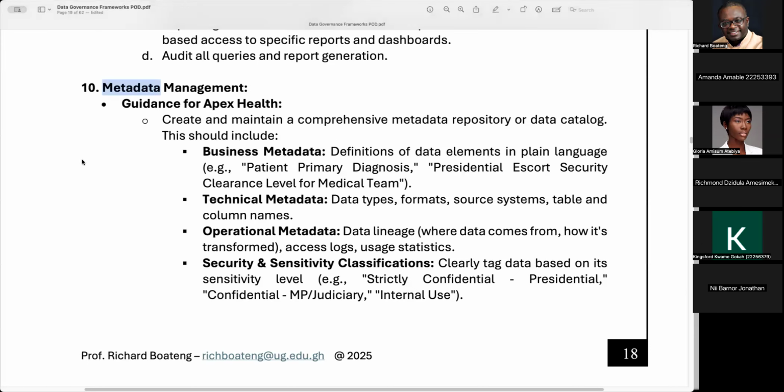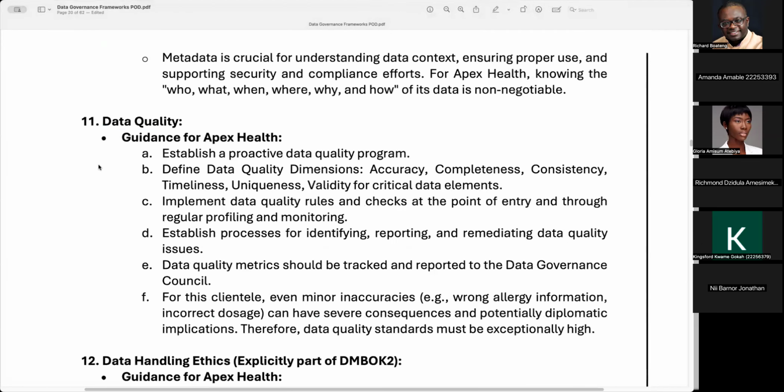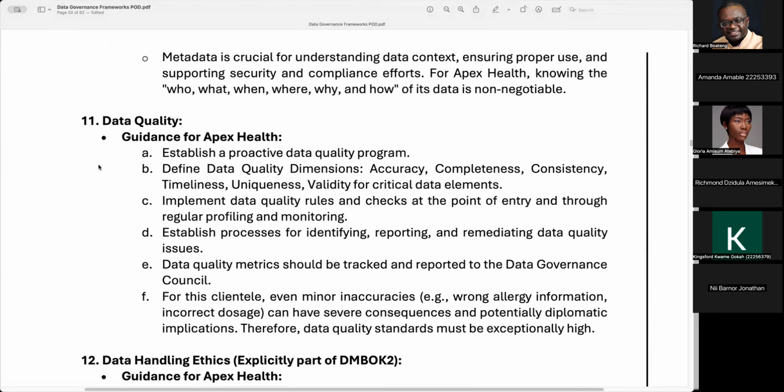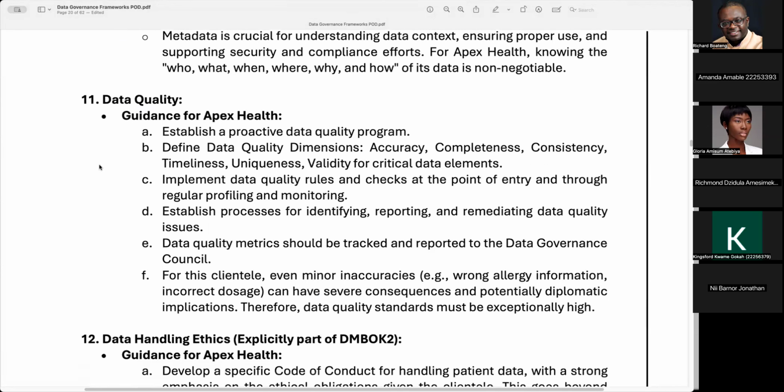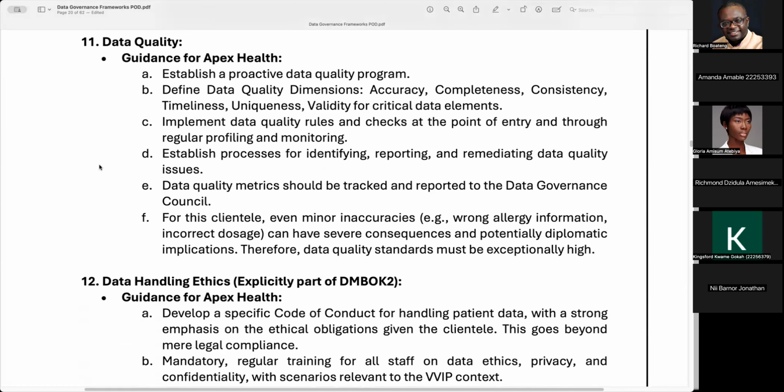And finally, DMBOK explicitly includes data handling ethics. How does that play out here? For Apex Health, this is paramount. It means developing a specific code of conduct that explicitly emphasizes the profound ethical obligations arising from their unique clientele, the absolute duty of confidentiality and trust.